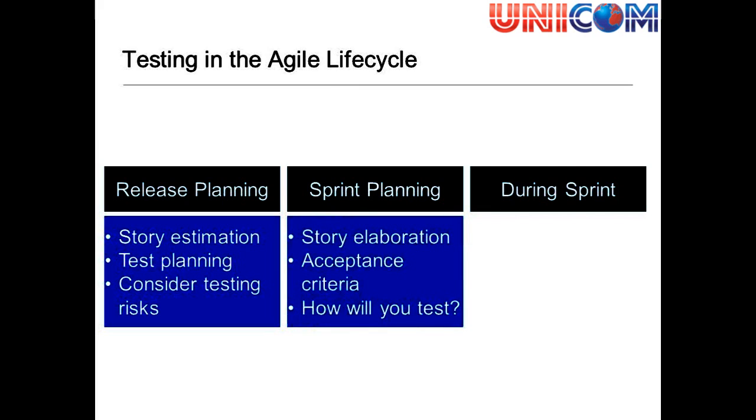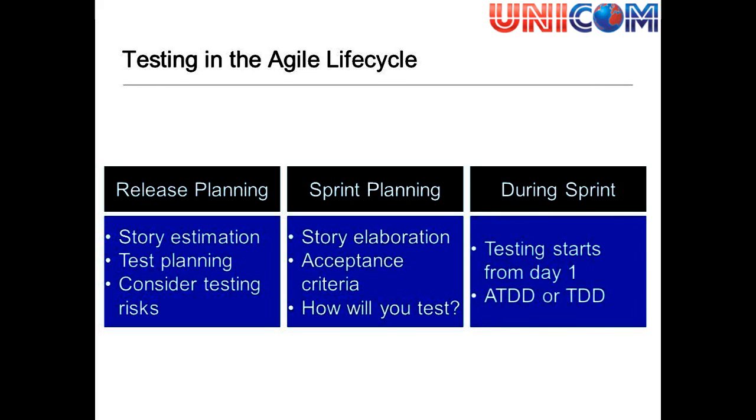Sprint planning, so story elaboration. When we're reviewing and discussing the stories during the sprint planning session, then testing needs to be considered at this point. Acceptance criteria. You want your testers to be part of that, drawing out the acceptance criteria for the user story. How will we test it? How are we actually going to decide that this story is done? And then during the sprint, testing starts from day 1. So we'll look at acceptance test-driven development and test-driven development, and how to achieve that.